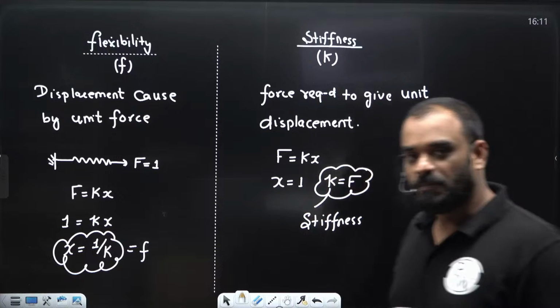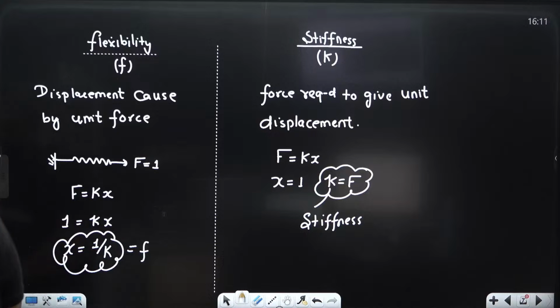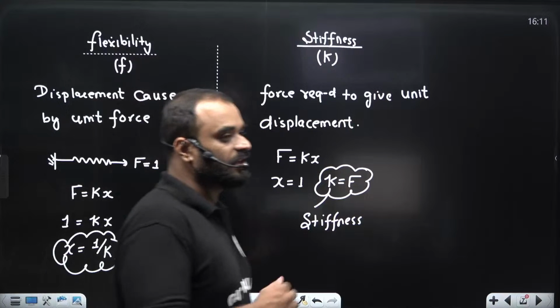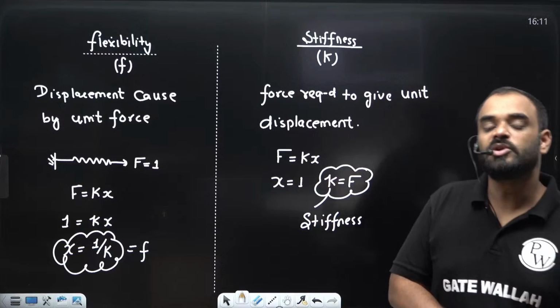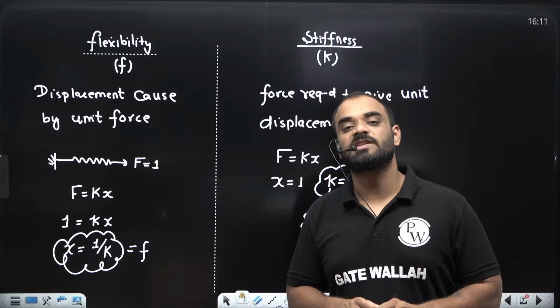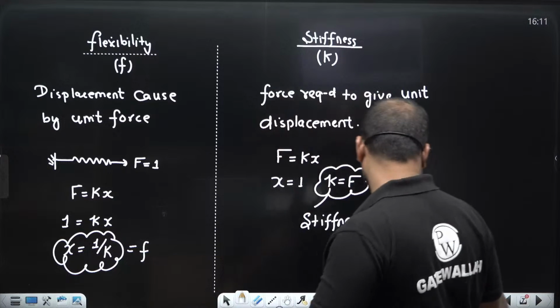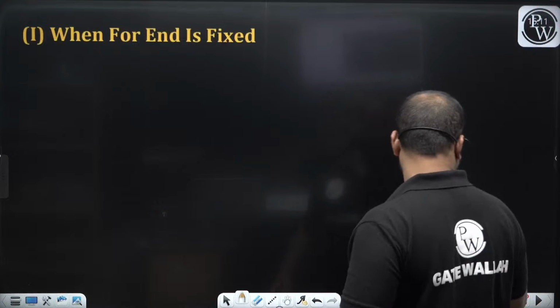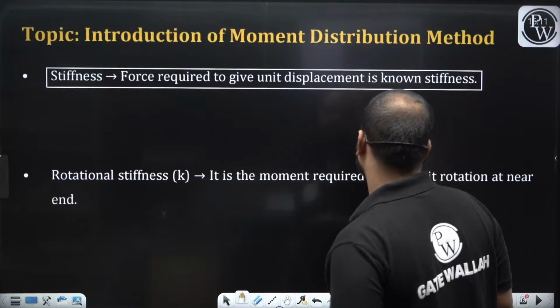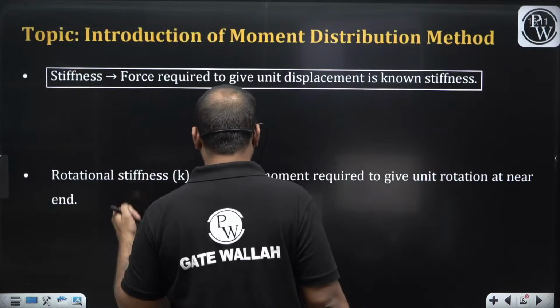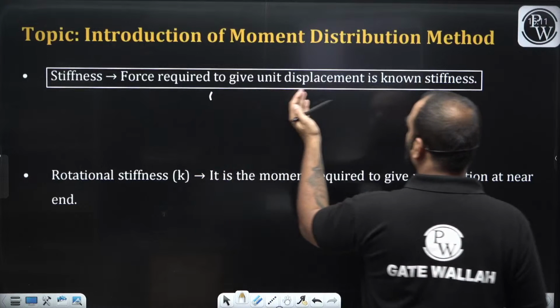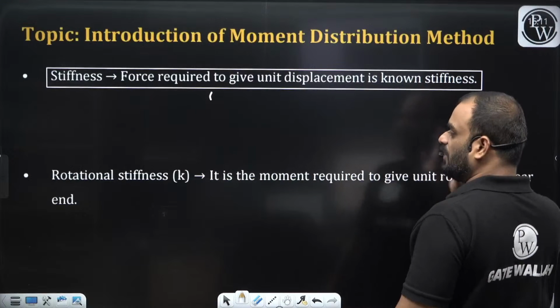Clear? But in our structure, we'll not use this particular linear stiffness term. We'll use the angular stiffness or rotational stiffness, right? So let us discuss what we mean by rotational stiffness basically. Okay. Now let us come to this particular statement, right? What is written over here? The force required to give unit displacement is known as stiffness. This we have already discussed.